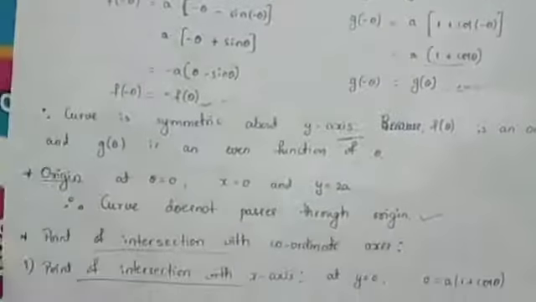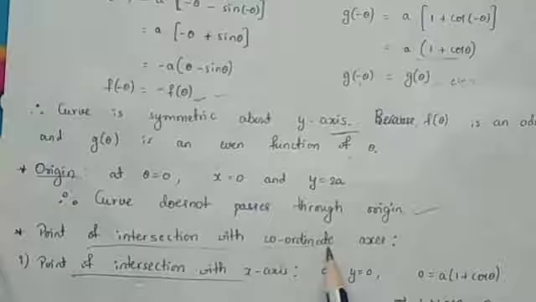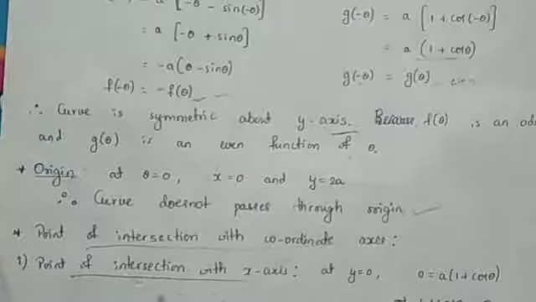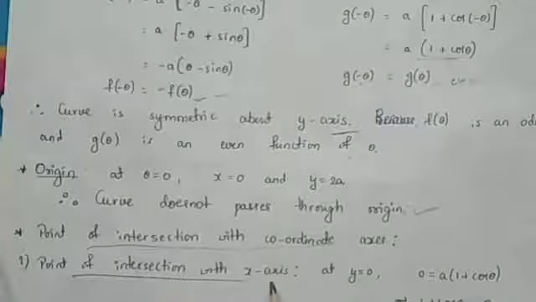Okay, the next point is point of intersection with coordinate axes. The first point is point of intersection with the x axis.